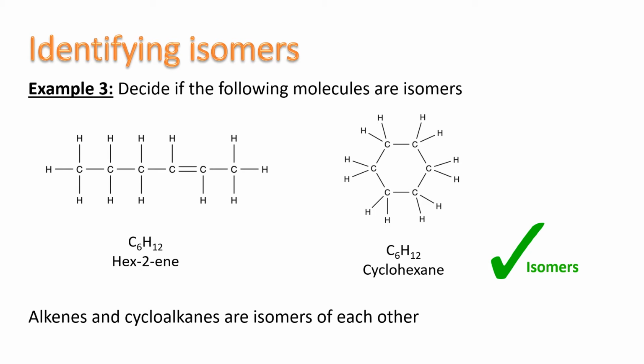Now this makes sense if we think back to when we introduced the homologous series. They both have a general formula of CnH2n. So if you've got an alkene with 4 carbons or a cycloalkane with 4 carbons, they'll always have the same molecular formula. Okay, so copy this down or stick in the handout.